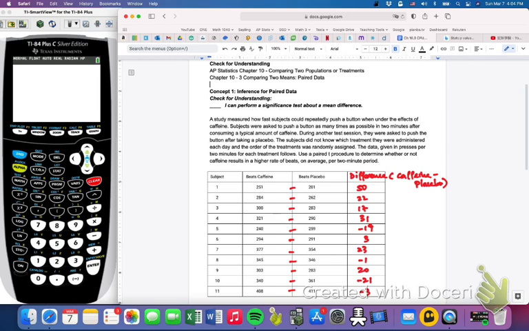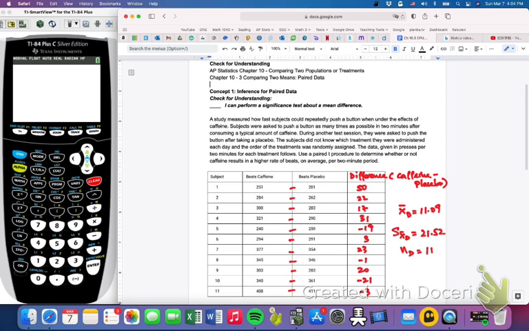Now, I want to proceed and calculate the mean of the difference, right? So you have 11 sets of data, right? The difference of caffeine minus placebo. Now x bar, the mean of the difference, is 11.09 and the standard deviation is 21.52. And the sample size is 11.